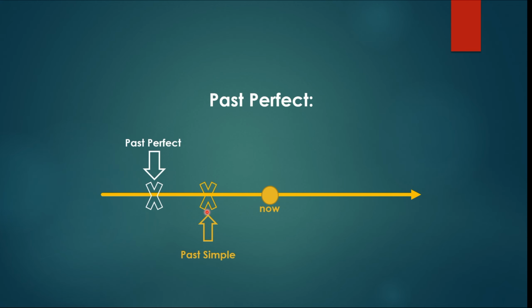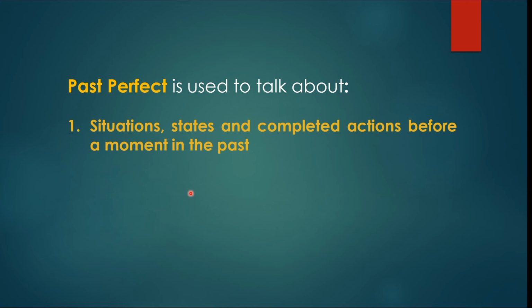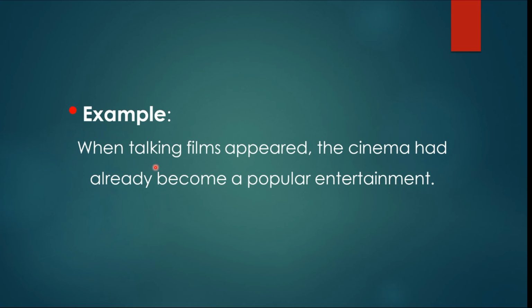past perfect. That is why we use past perfect to talk about situations, states, and completed actions before a moment in the past, a series of actions continuing up to a moment in the past, and completed actions where the important thing is the result at a moment in the past. Let's see some examples to clarify the points. Situations, states, and completed actions before a moment in the past.